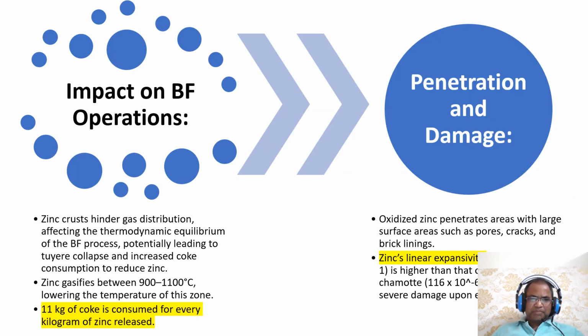Coming to the impact on the blast furnace operation, as you can see, this zinc gasifies between 900 to 1100 degrees centigrade, and this gasified zinc gets accumulated in the upper area of the stack and forms a sort of accretion, and consequently the furnace loses its symmetrical cross section.